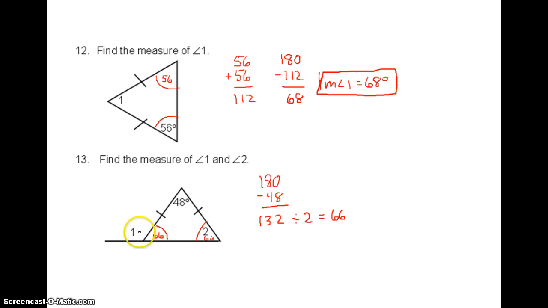So now, the easiest way to do this, we see that this is a linear pair. These two angles here are going to add up to 180. So if I just do 180 minus 66, that will give me 114. Measure of angle 1 equals 114, and the measure of angle 2 equals 66. And that's your answer.